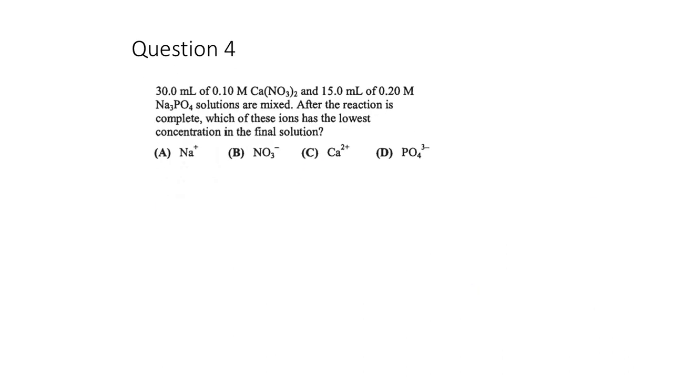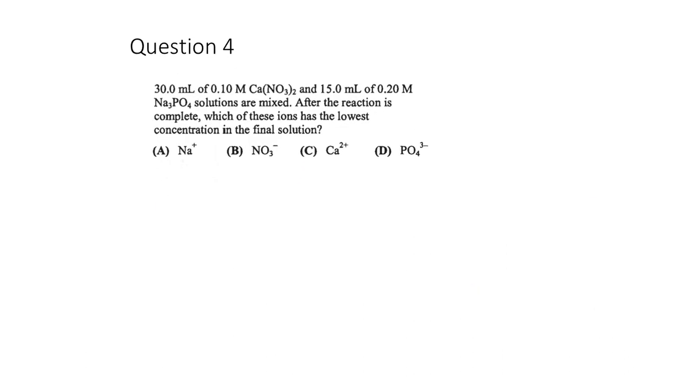30 mils of 0.1 molar calcium nitrate, 15 mils of 0.2 molar sodium phosphate are mixed. After the reaction is complete, which ions have the lowest concentration? Okay, so I got ionic compound. So we're thinking that we have a metathesis reaction taking place or an exchange reaction, so calcium nitrate.